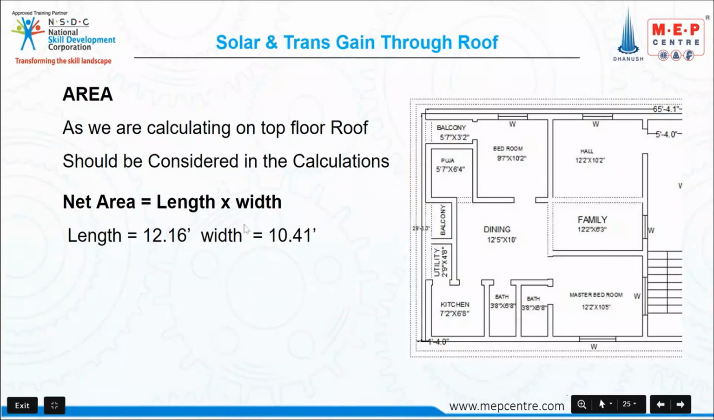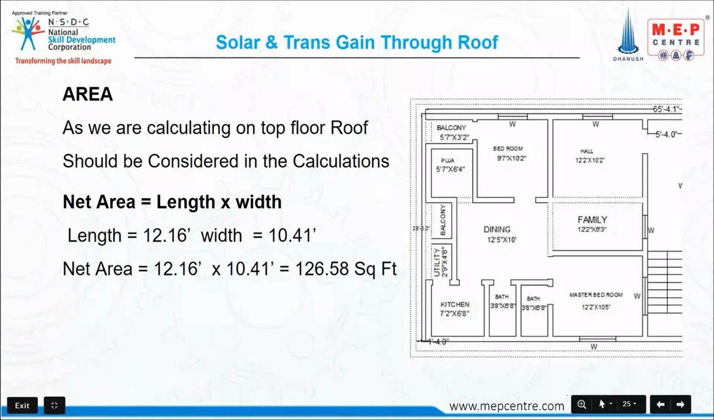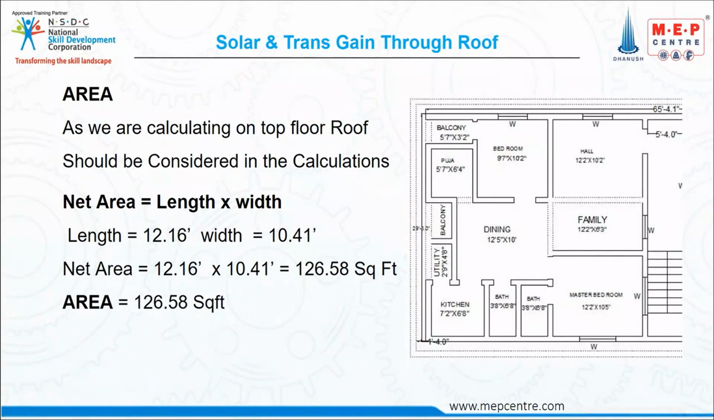What is the length of the room? Length of the room is 12.16 feet and width is 10.41 feet, which equals 126.58 square feet. Therefore, area equals 126.58. What is Q? Q equals A into U into delta T.